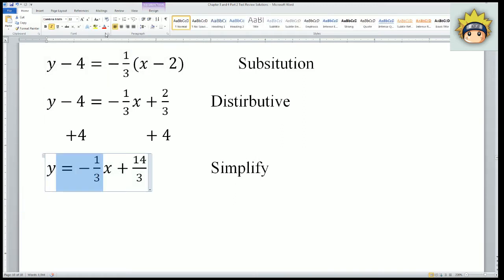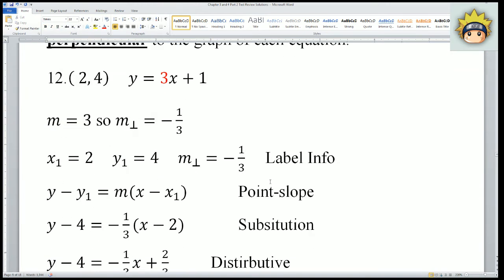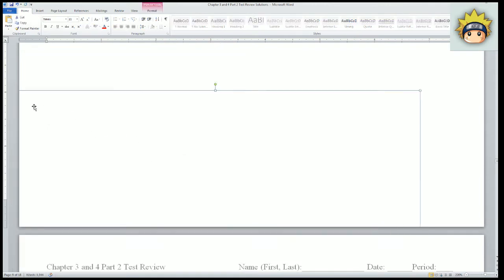Notice this, oops, sorry, I highlighted way too much. Notice that this is the opposite reciprocal of that. That is the definition of perpendicular. Okay? Let's do the next one.